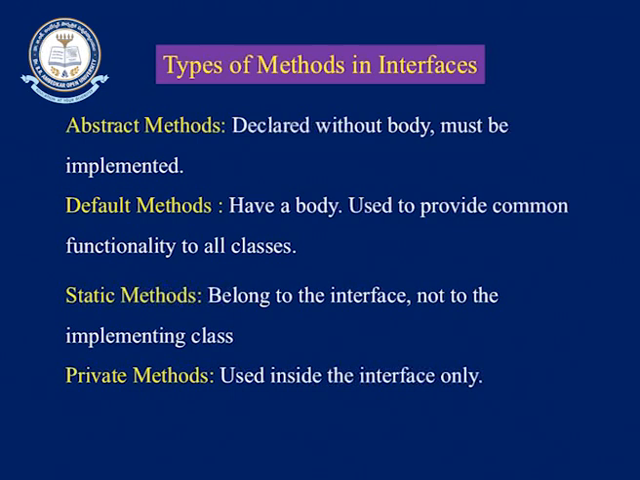So next one is the types of methods in interfaces. What are the types of methods? Abstract methods, default methods and static methods. So these three types of methods you can use in the interfaces. Using abstract methods you can achieve the abstraction concept whatever we discussed at the start. Abstract methods are without body, we have to declare the method and implement that method in the class. And in default methods, you can implement the body of the method.